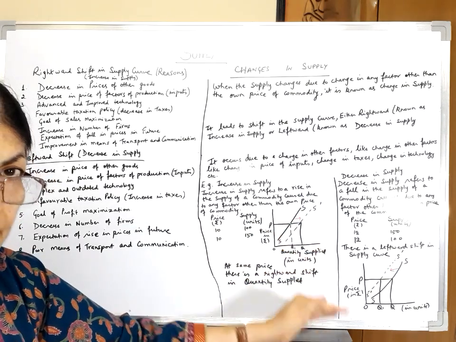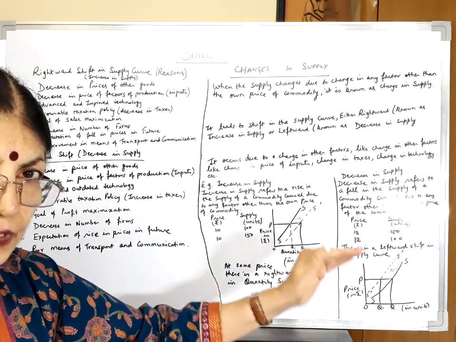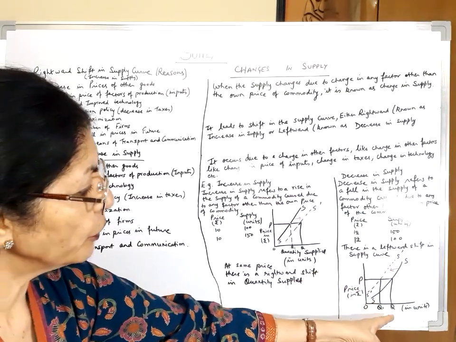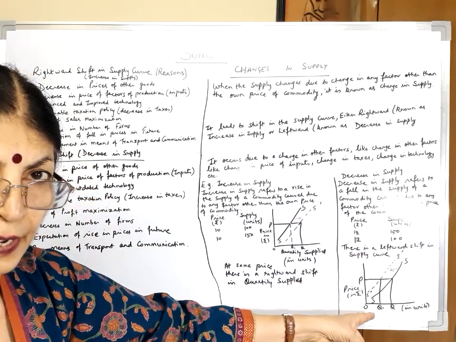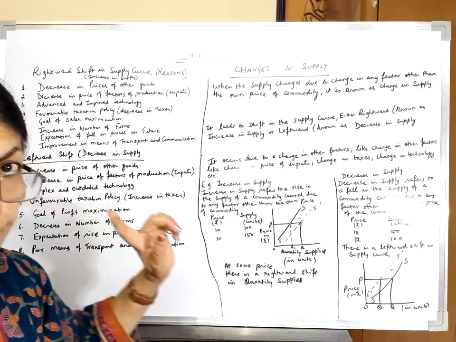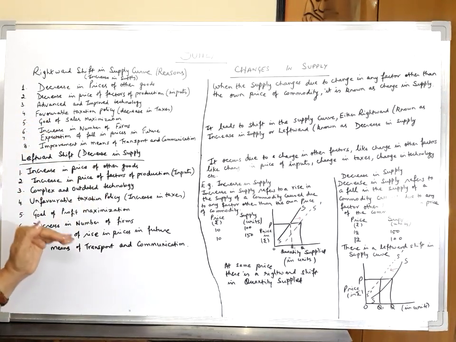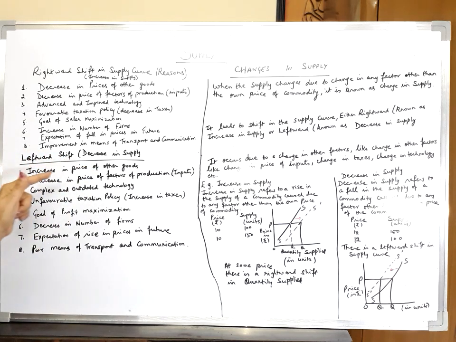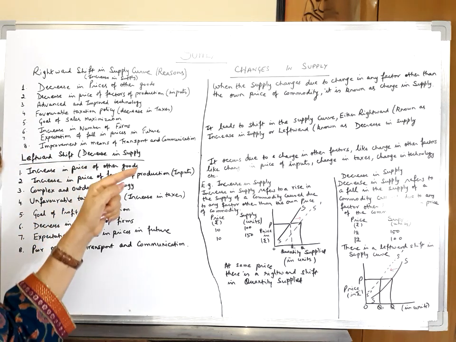which means at the same price now the producer is supplying less of the commodity. From OQ, he is now supplying OQ1 units of the commodity at the same price OP. So, we reverse the points. The leftward shift or a decrease in supply occurs on account of the following reasons. First one, increase in price of other goods.